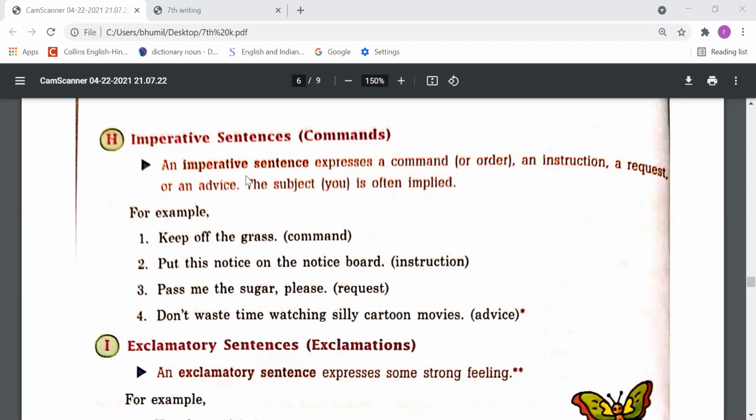If I say "stand up," that's a command. And if I say "please switch on the fan," that's a request. If I say "always say the truth," that's advice. Okay. So these types of sentences are called imperative sentences.